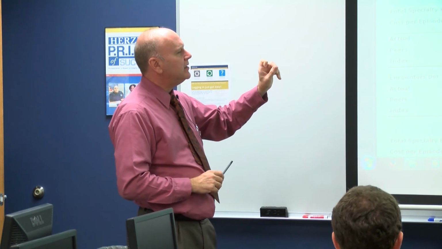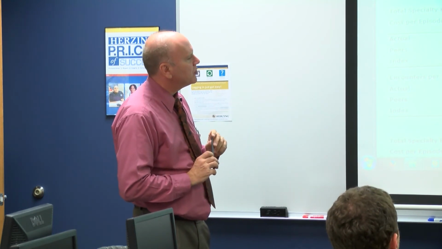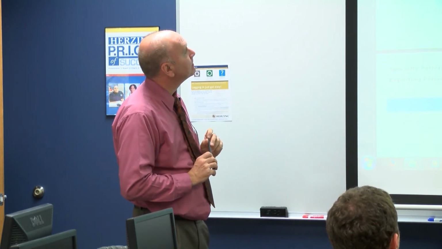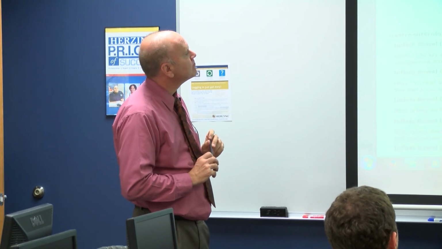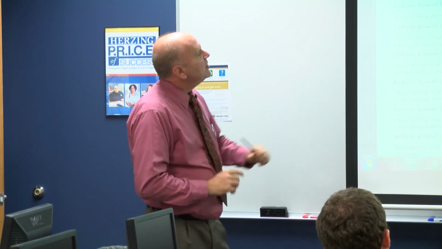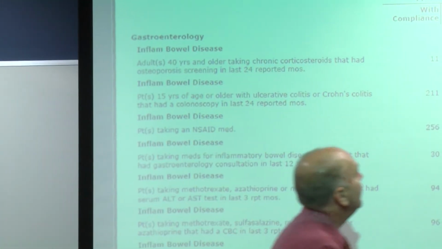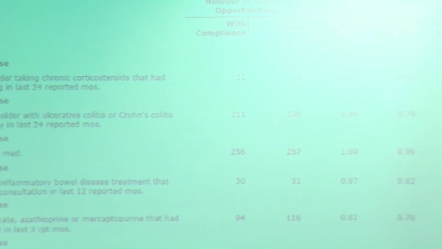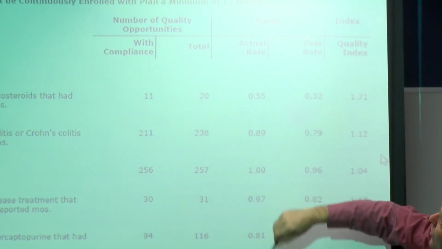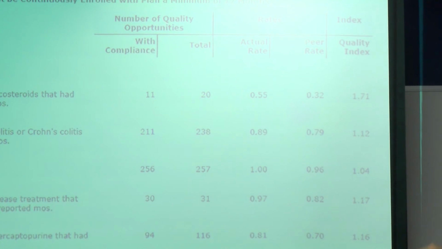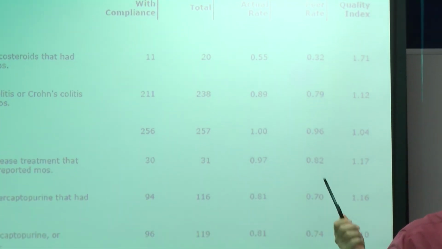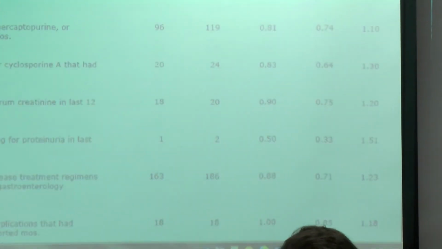So do you want to go back to the quality measures? I think that was up towards the top. Yep. There we go. So here's where we picked every quality measure for gastroenterology. What we're looking at here is the quality index, the rates, and with compliance and not. You can see that all of their rates here are high for a teaching hospital. I think that's appropriate, to be quite frank.